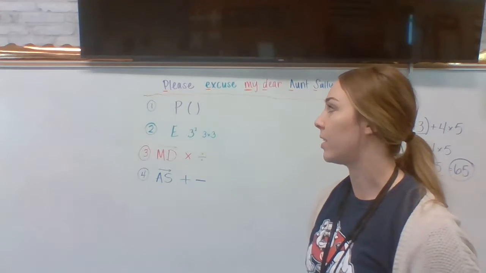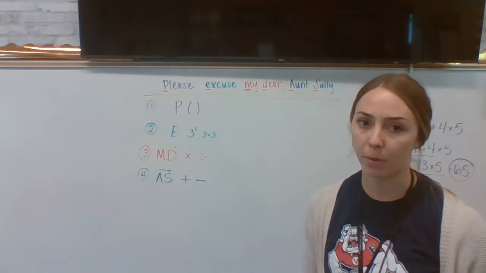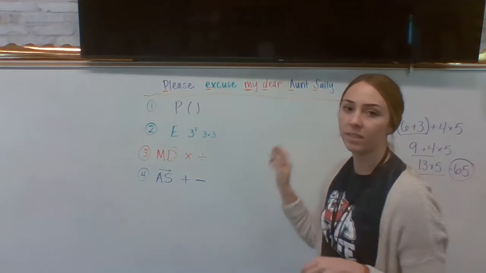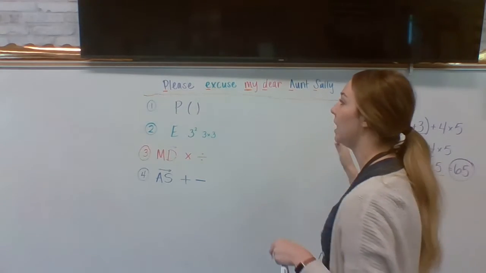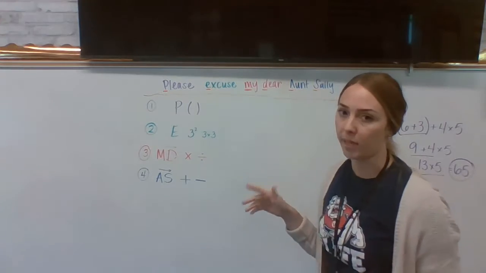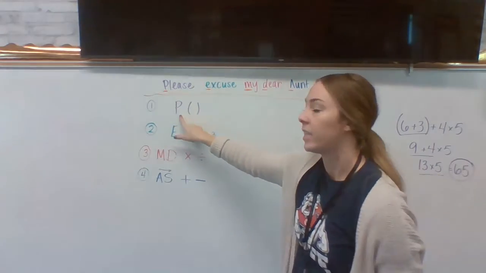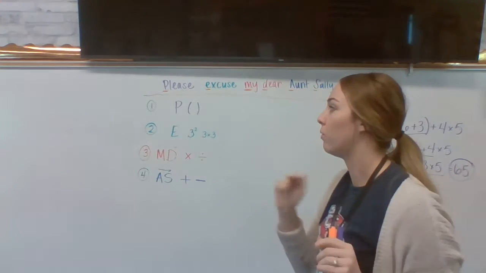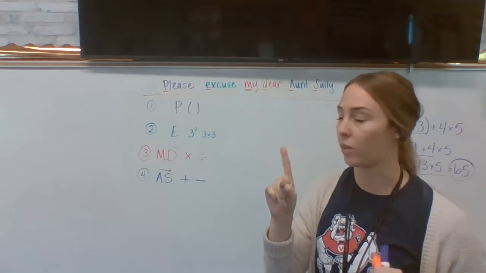So an easy saying that we use to help us remember the order is, please excuse my dear Aunt Sally. Every single one of those words starts with a letter that has to do with an operation. The P in please stands for parentheses. It's whatever is in the parentheses you solve first. That's the first order of operations.